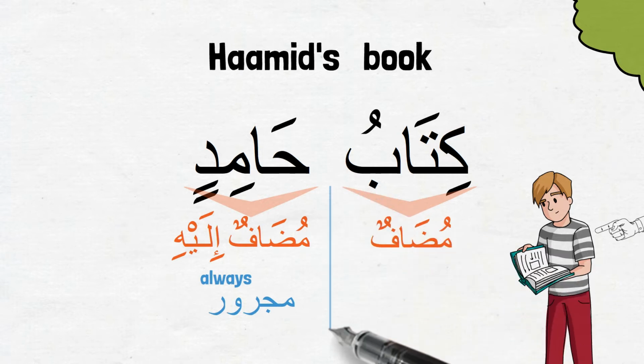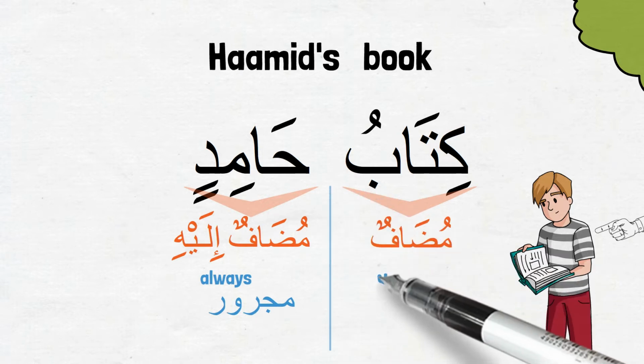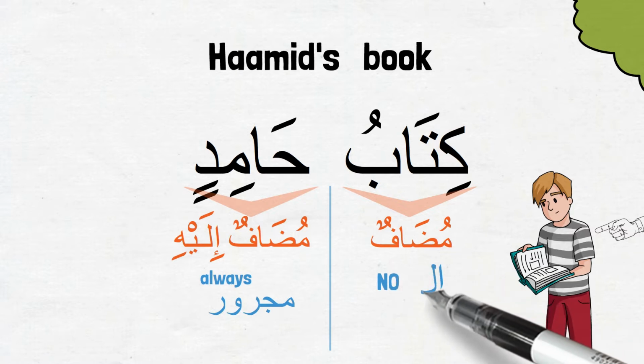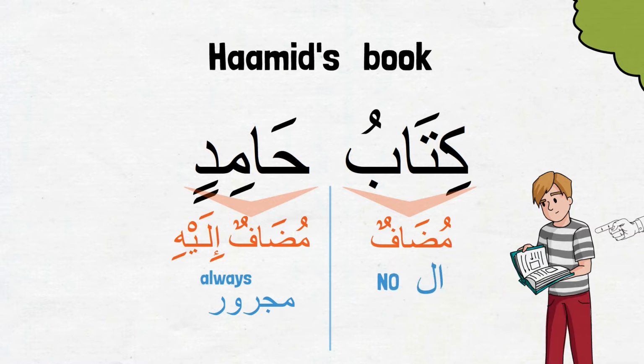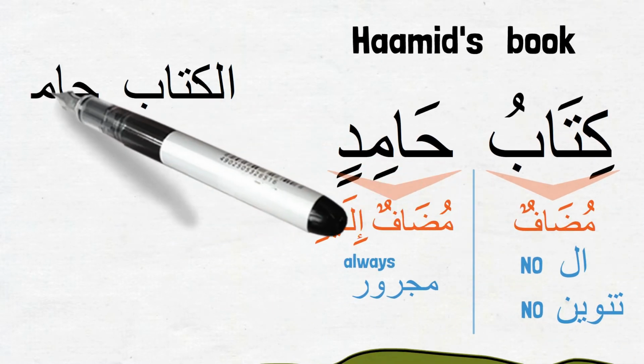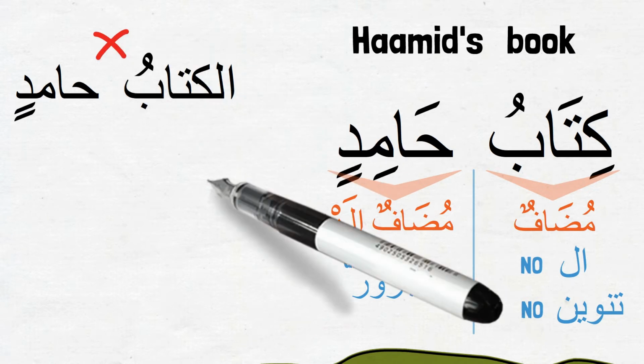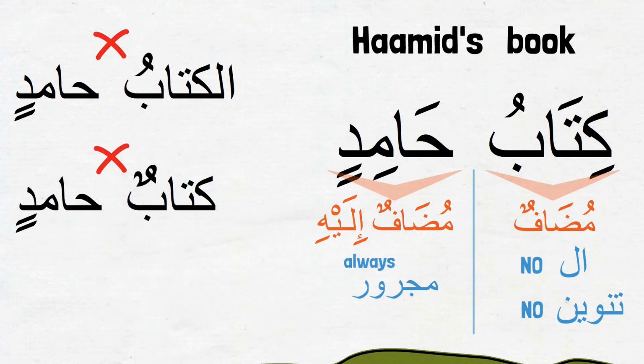And a couple of important rules about مضاف are as follows. It cannot carry the definite article al. As you just saw, we had to strip off al from al-kitabu to make it مضاف. Neither can it carry the sign of indefiniteness, which is tanween or noon ending. Here, kitabu is ending with u, not un. So it is wrong to say al-kitabu hamidin or kitabun hamidin. It has to be kitabu hamidin. The book of Hamid or Hamid's book, kitabu hamidin.